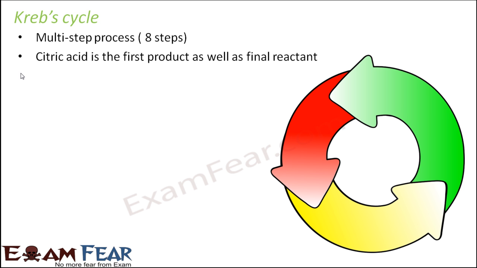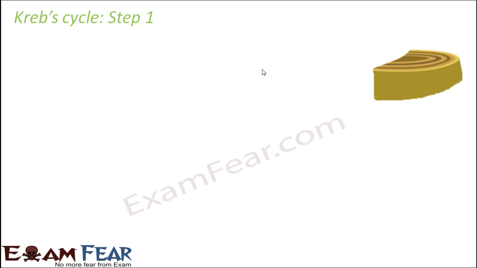Now here, citric acid is the first product as well as the final reactant. So citric acid is the first product which is formed, and again it is the final reactant. How is it the final reactant? We will see that as we go through the cycle. And that is why the other names of the cycle are named after citric acid. So let us start with step 1.